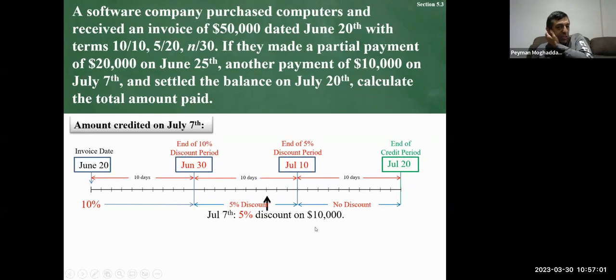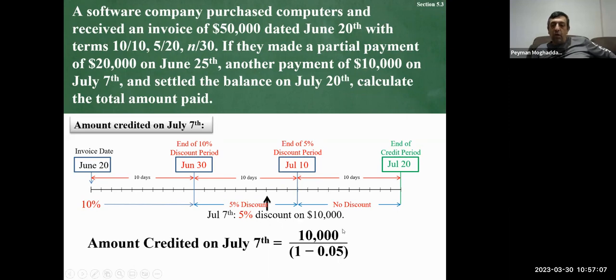So that's going to be $10,000 paid here. So the amount credit is going to be $10,000 divided by 0.95, okay? So it's going to be 10,526.32. So that's the amount credit, okay? And settle the balance on July 20. So the settle balance at the end of the credit period.